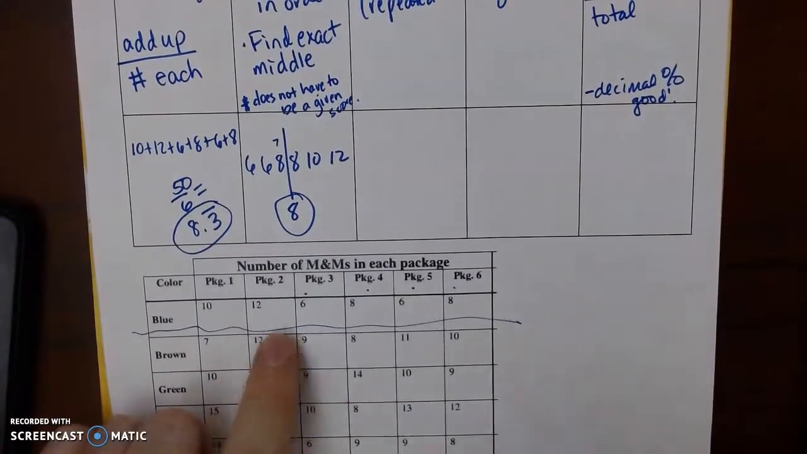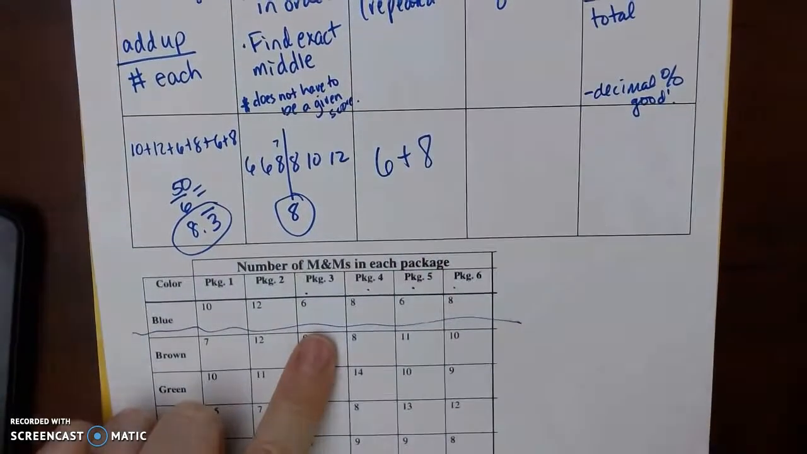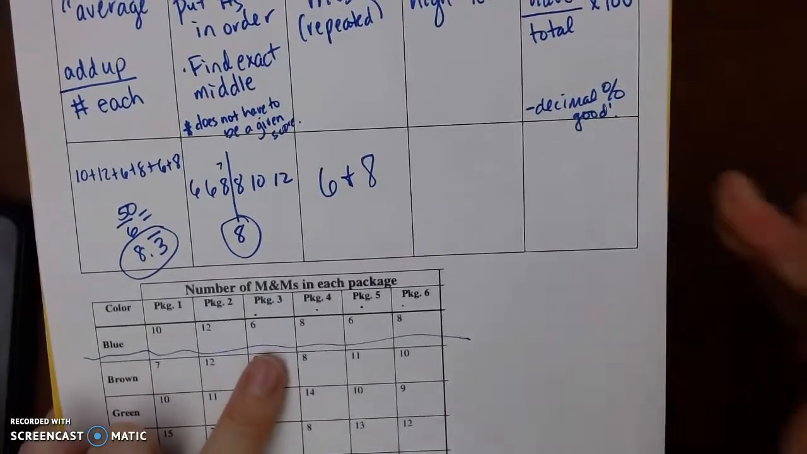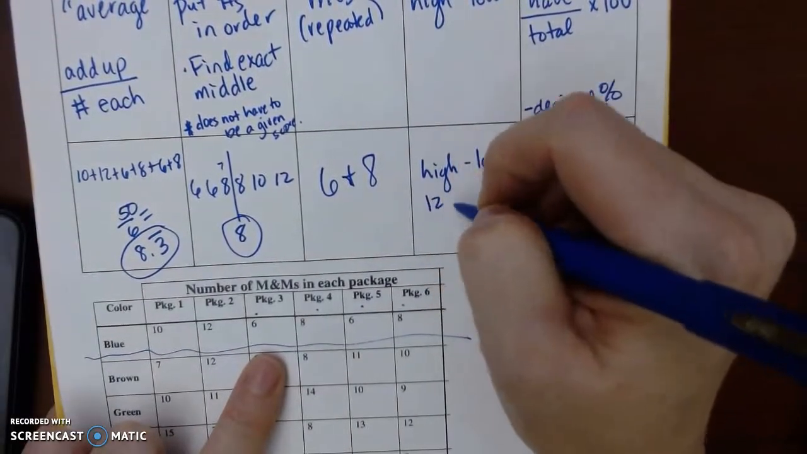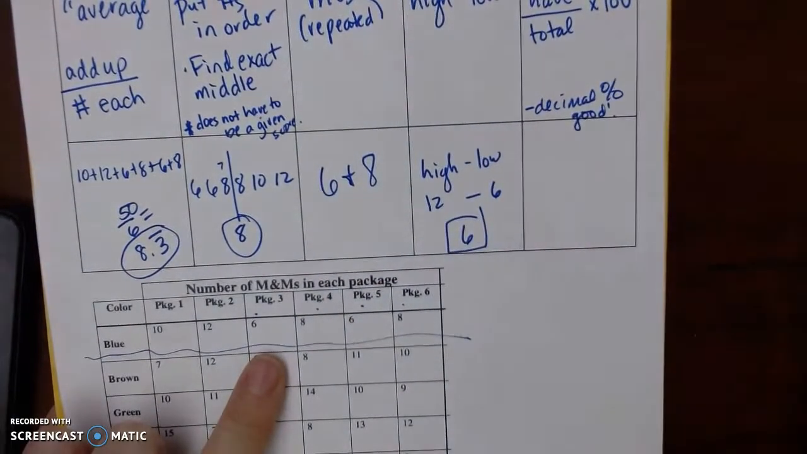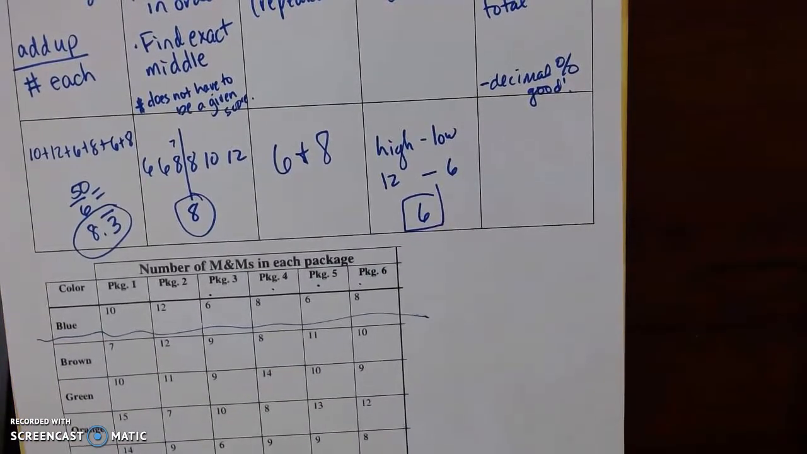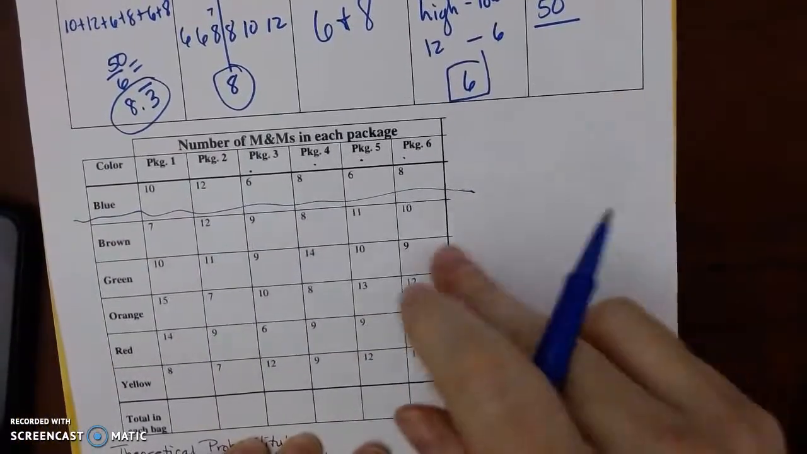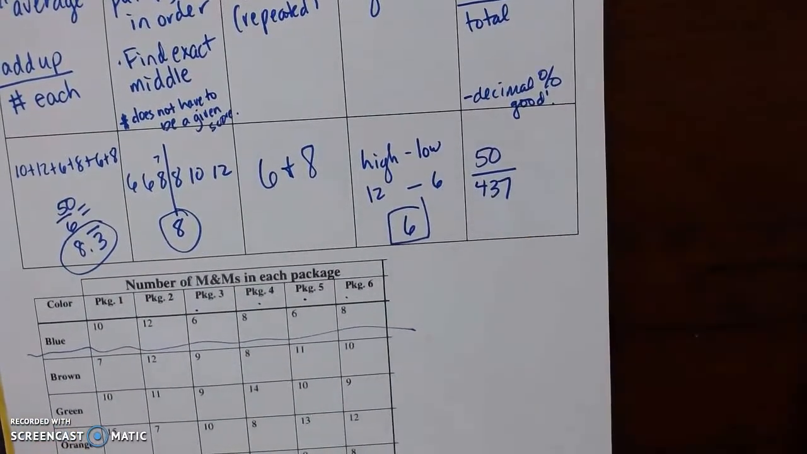The mode, well, 6 and 8 both tie, so we have a tie. So 6 and 8, that's an and, not a plus. Range, so high minus low. Our high score is 12 and our low score is 6. So 6 is our range. And then percent of blue. I'm going to kind of fudge these. So I have 50 blue and I'm going to pretend that I added these all up. I'm going to say it's 437. Totally just making that up.